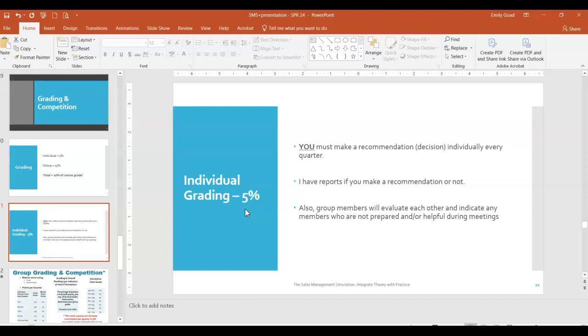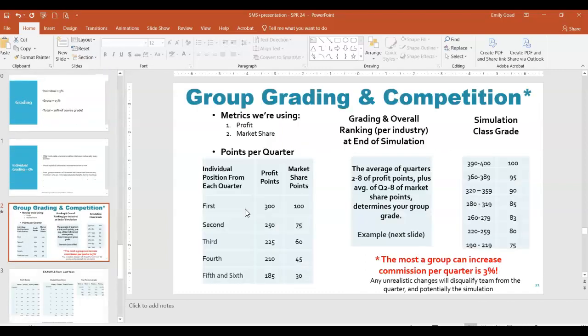I have reports on all of this, and so literally the individual grading is a completion grade. Did you make a decision for every single quarter? How does that break down in terms of the group grading? There are different points assigned. And then the overall points will determine your grade. I do not count quarter one. Why do I not count quarter one? Quarter one, you don't know what you're doing. You're making your best guess. You have no information to go off of because you haven't submitted anything. So you will be graded off of Q2 through Q7.